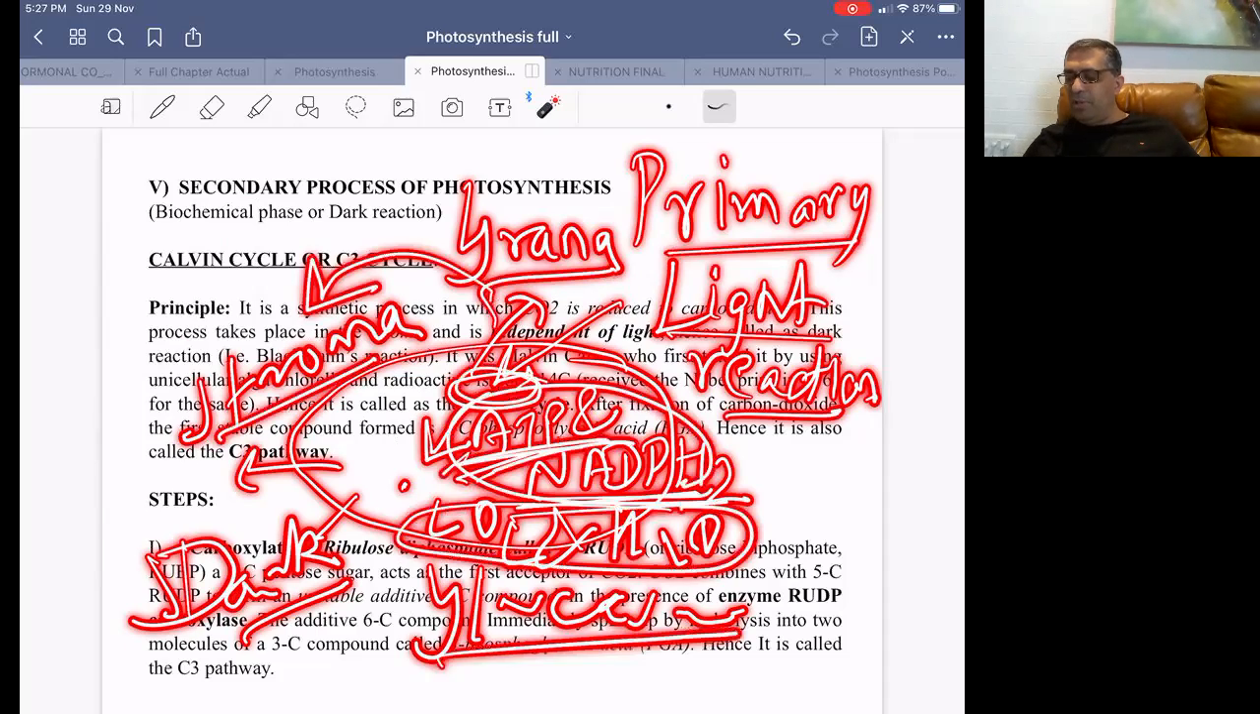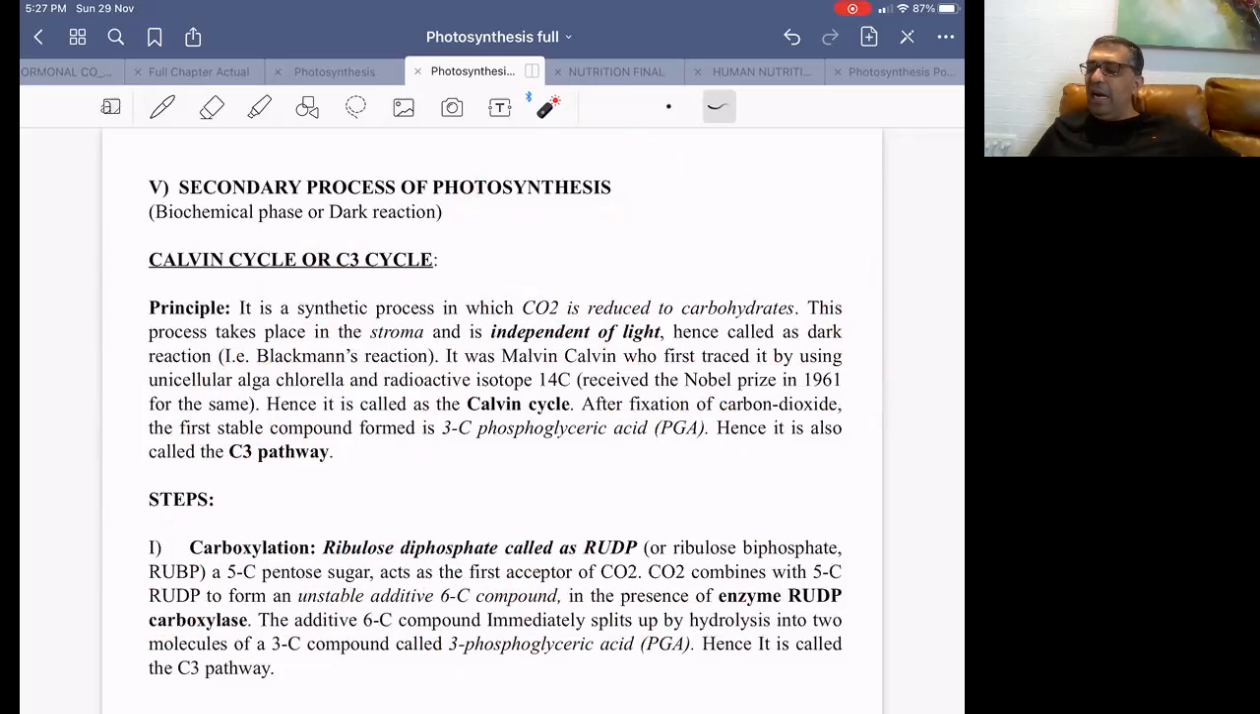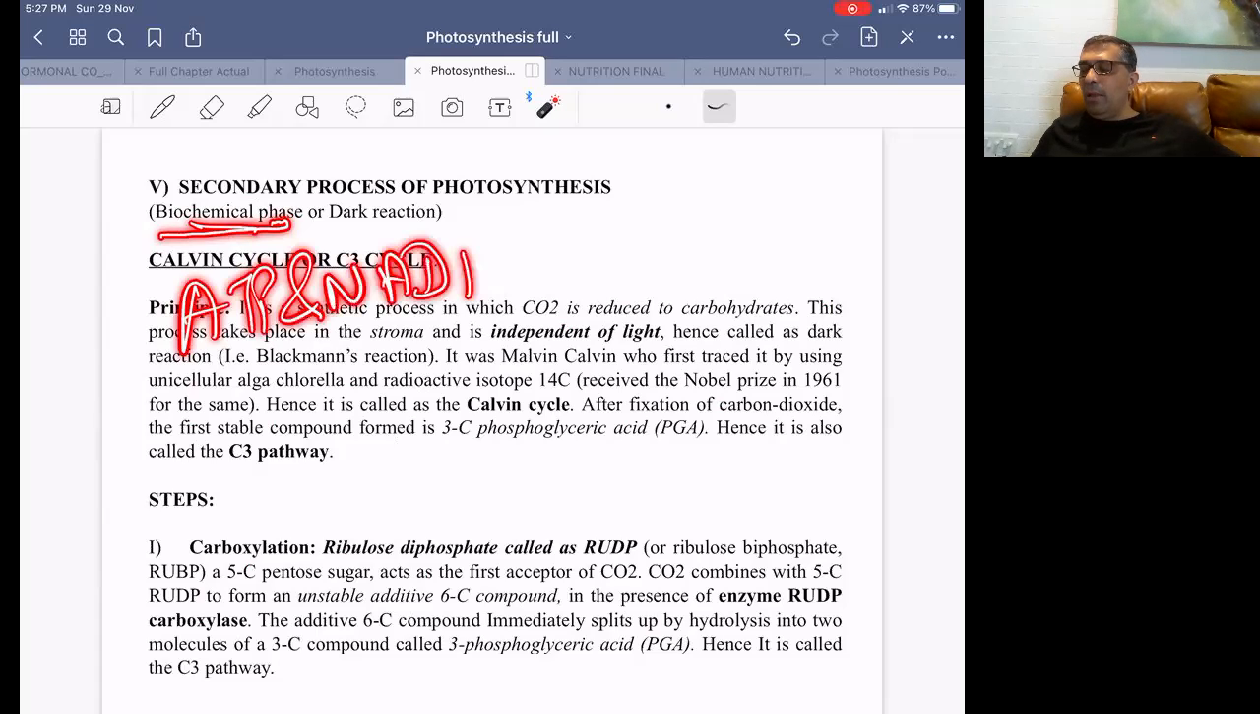With carbon dioxide and water, what does it form? Glucose. And what is that process called? Dark reaction, the secondary process of photosynthesis, also called biochemical process. Light reaction was called photochemical process. Dark reaction is called biochemical process, because in it ATP and NADPH2 get converted into chemical energy. ATP and NADPH2 are called biological energy.